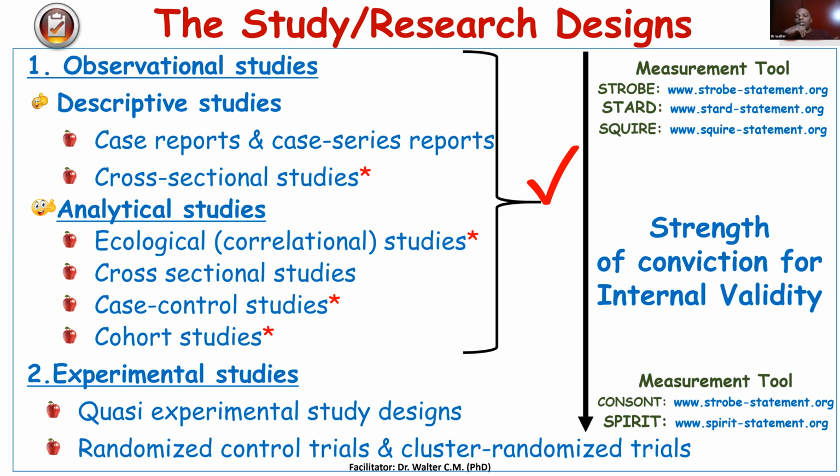One that is commonly used is STROBE. If we are doing an observational study, you can visit the STROBE document or statement, which provides some guidance if we want to write for a cross-sectional study. Which issues should you consider?